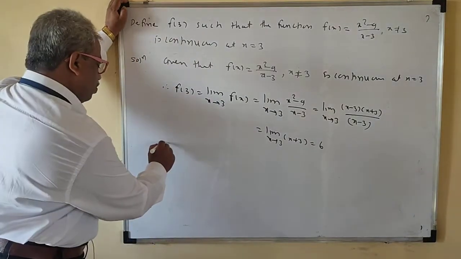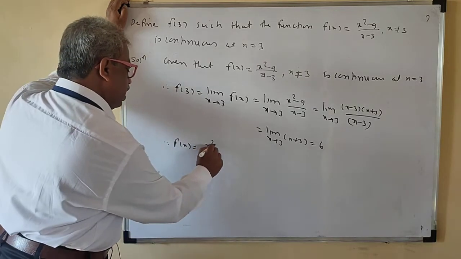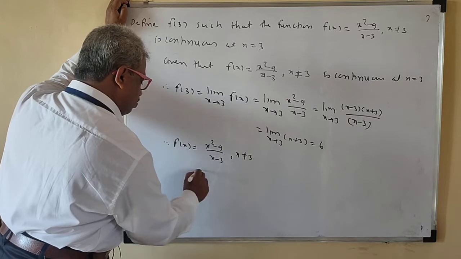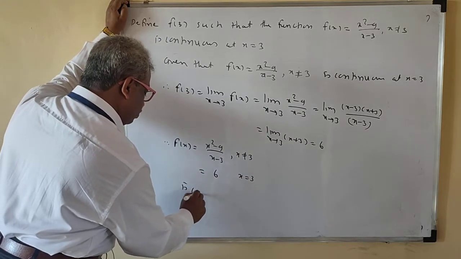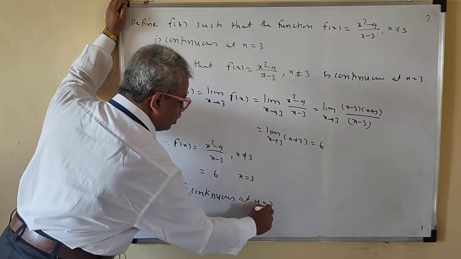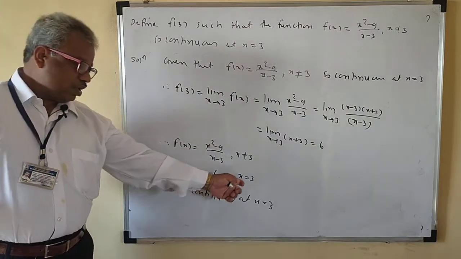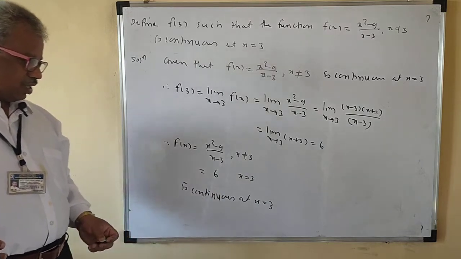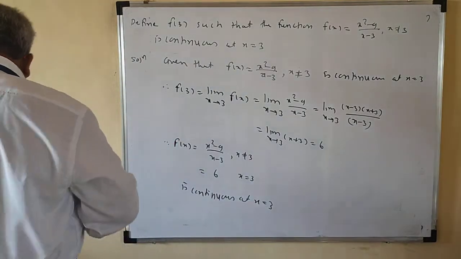Okay, so therefore f of x is equal to x square minus 9 upon x minus 3 for x not equal to 3, and equal to 6 for x is equal to 3, is continuous at x is equal to 3. So we have redefined the function like this. So if you put 6 for x is equal to 3, now the function is continuous. So the problem is over now. Okay.